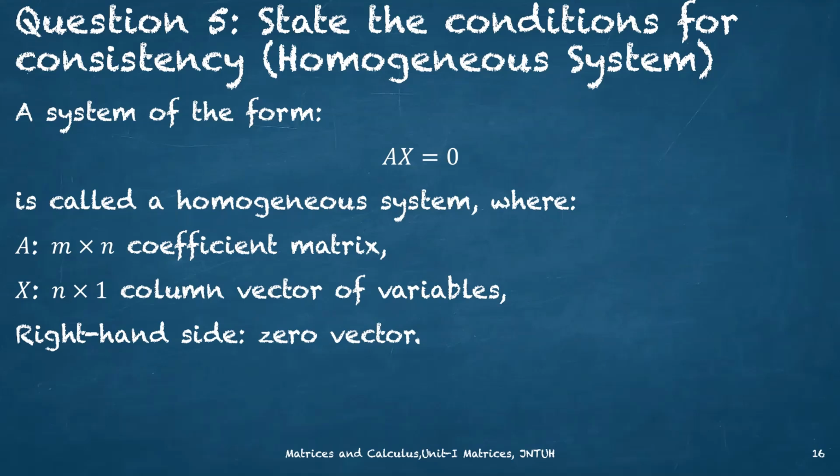This means all the equations in the system are equal to 0. Homogeneous systems are always consistent because the 0 vector is always a solution, known as the trivial solution. We'll now explore the conditions under which such systems may have more than just the trivial solution.